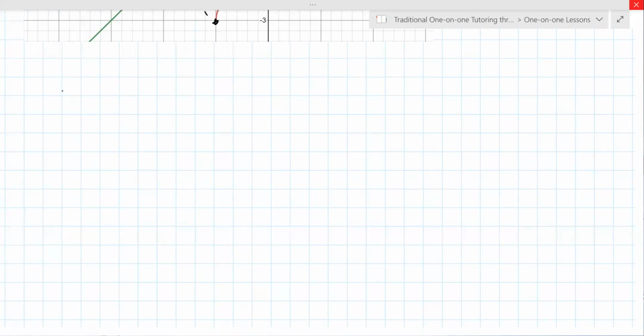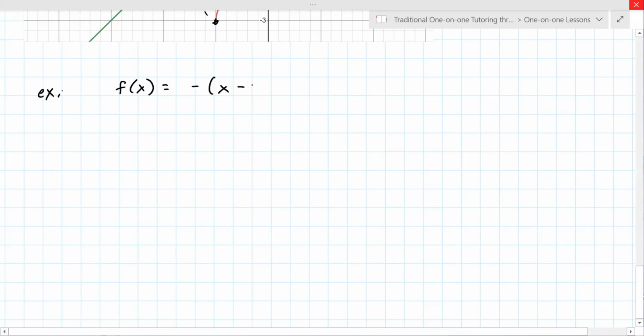So Julia, let's do another one here. Would you like to do another square root starting problem, or do you want me to switch to a quadratic starting problem? Can you do a quadratic, please? Yes. So let's say f of x equals minus parentheses x minus 1 squared plus 3.